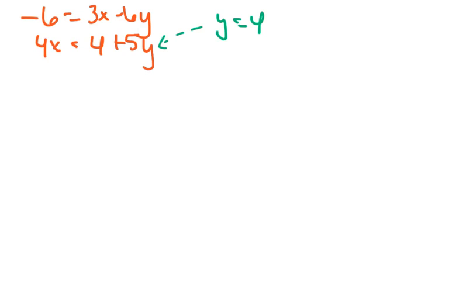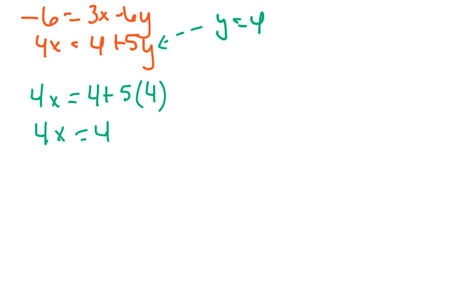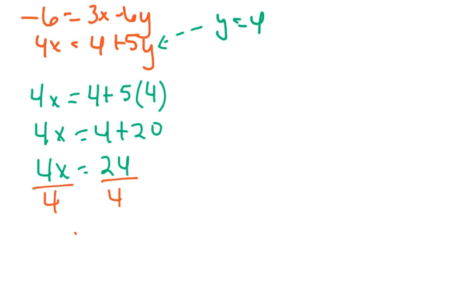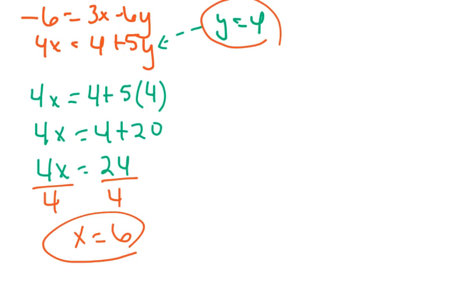So I have 4x equals 4 plus 5y, or 5 times 4. 4x equals 4 plus 5 times 4, which is 20. 4x equals 24, and divide by 4, x is equal to 6. So my solution for this problem is 6, 4.